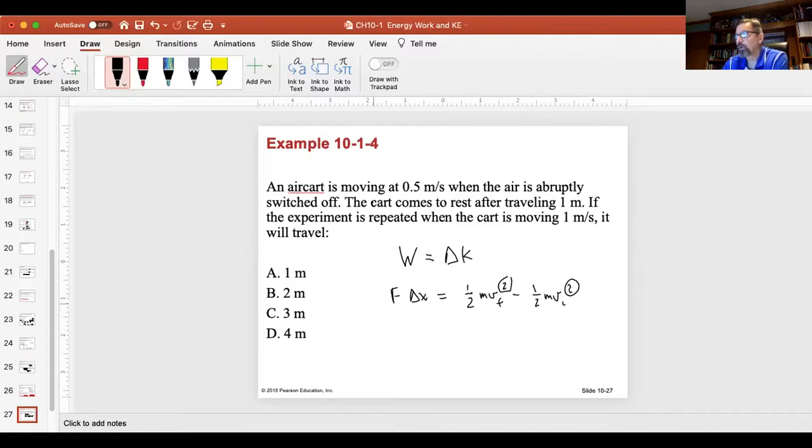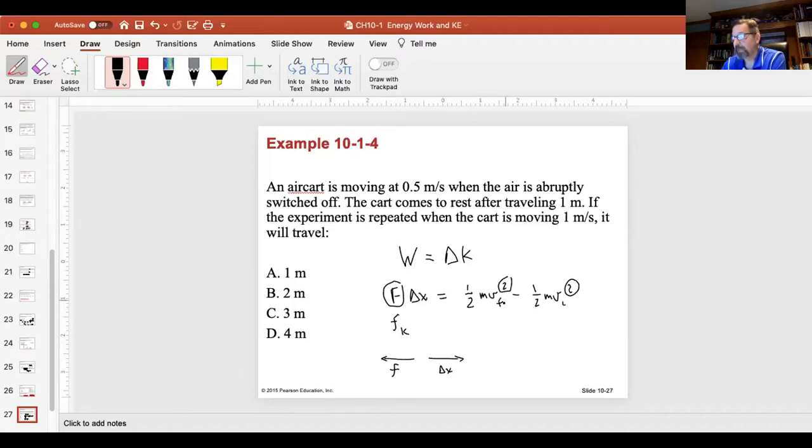Look, what's causing the air cart to come to rest? What is the force we're talking about here? The force is friction, right? It's kinetic friction, as you recall. And if the object is moving, say, that way, the friction force is that way. It's slowing it down. So that's the work being done. Presumably, when you turn the air off, you get the same force of friction. You haven't changed the normal force at all. You haven't changed the coefficient of friction at all. So this is going to be the same.